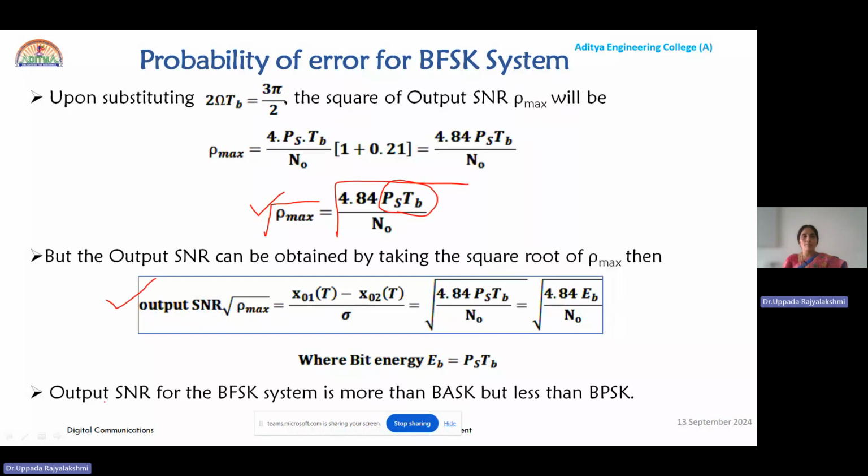Here, if you want to compare this, output SNR for BFSK is more than BASK, because in BASK you obtained it as root 2 Eb by N naught. And also it is less than BPSK, because in BPSK it is root 8 Eb by N naught. So magnitude is greater than ASK but less than PSK.